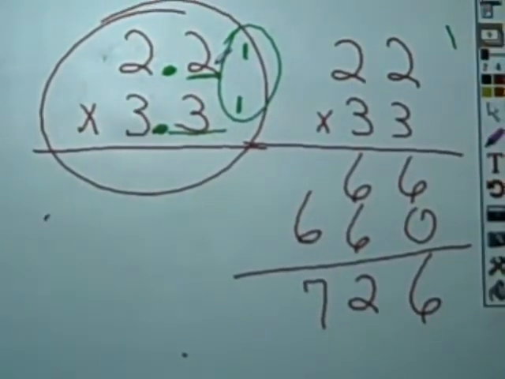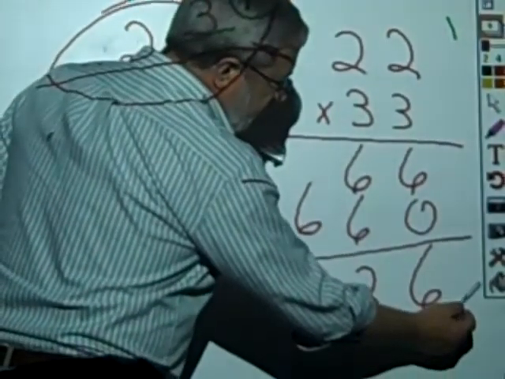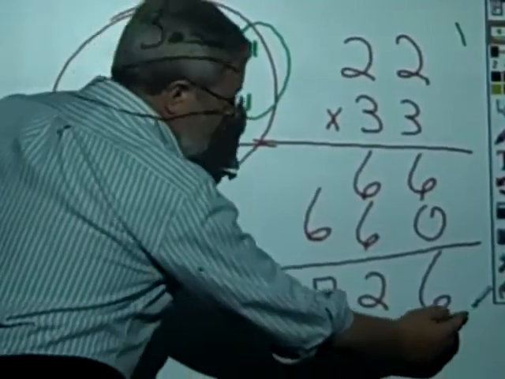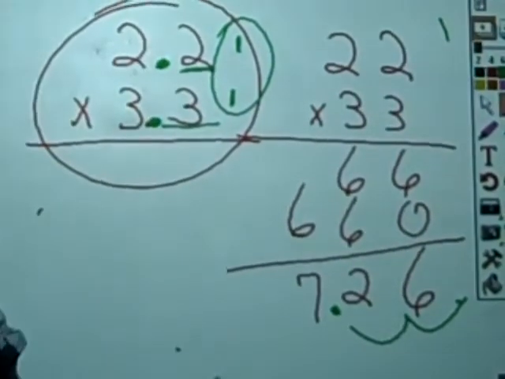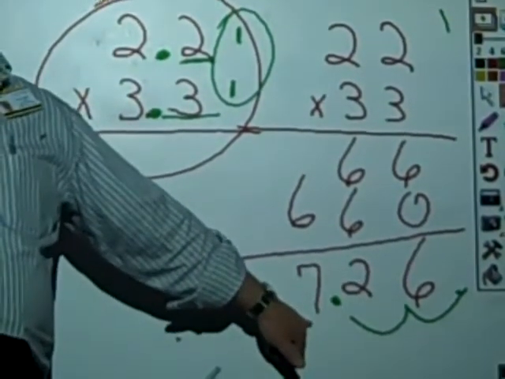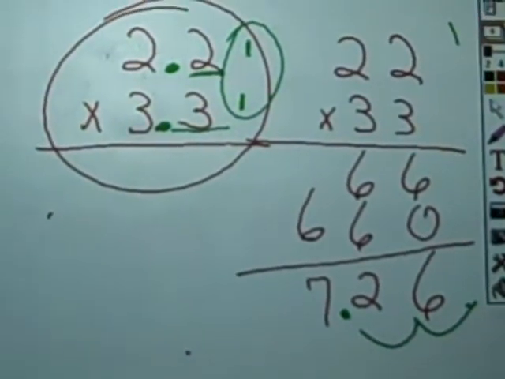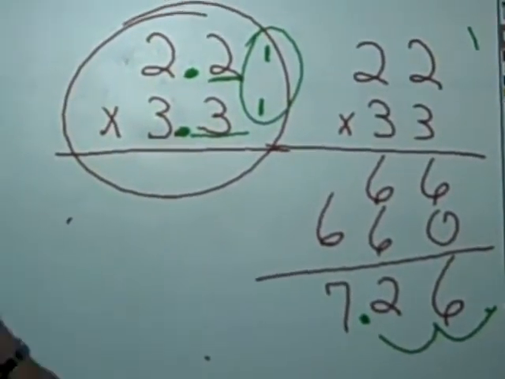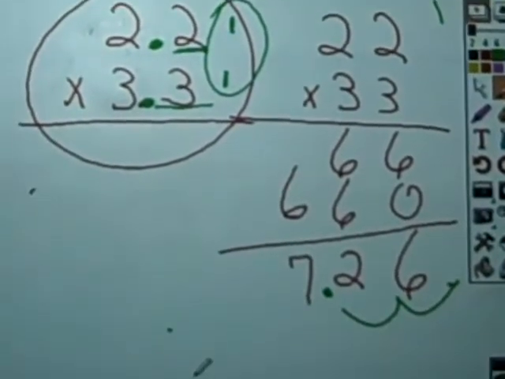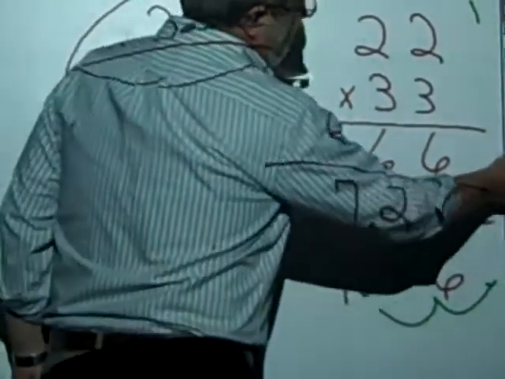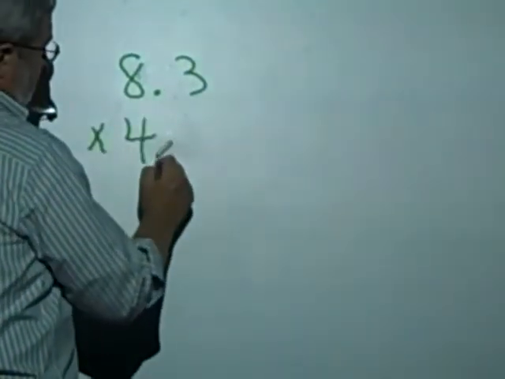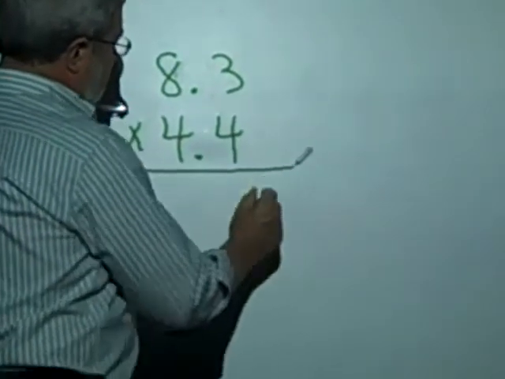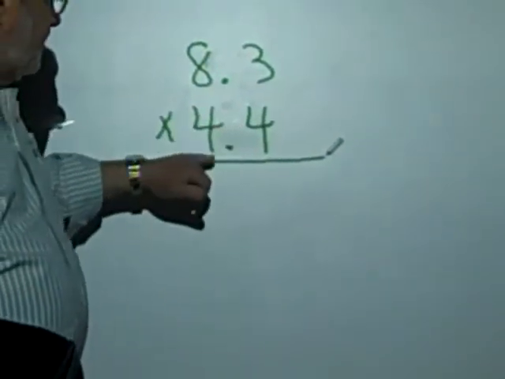The only thing I need to do is to go to my answer down at the bottom, go to the very back of it, and I need to back up 2 places. And that'll give me an answer of 7.26. Not really a difficult concept, but something that some of us just have trouble for some reason getting together and keeping up with. Let's look at another one. Same thing here. I've got 8.3 times 4.4.